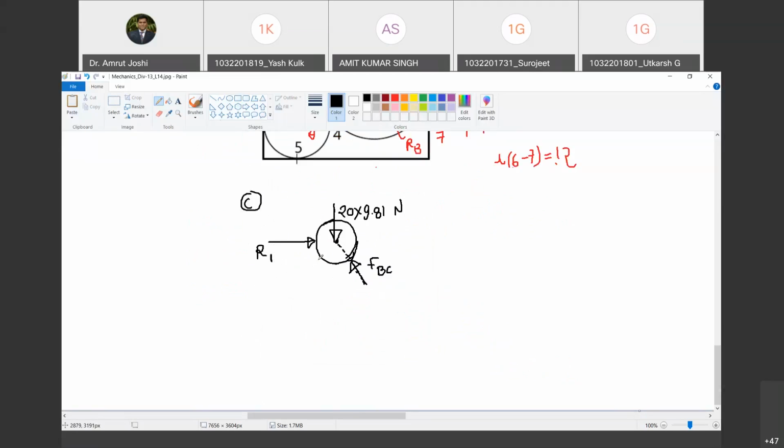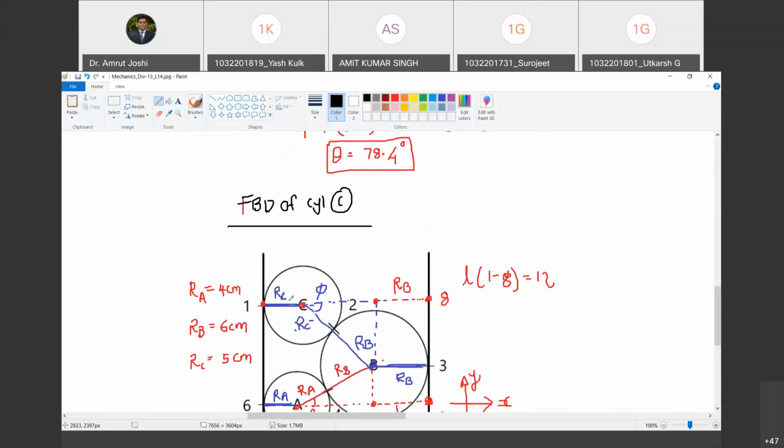Happy? Yes, sir. And this also must pass through the centroid. Agreed? Yes. Why should it pass through the centroid, the center? Because this vertical wall is a tangent to the cylinder at 1. So any normal drawn to the tangent to the cylinder at 1 must pass through C.